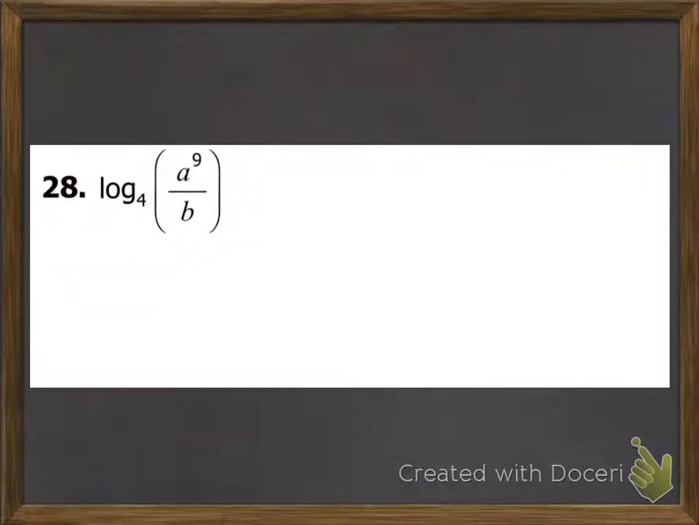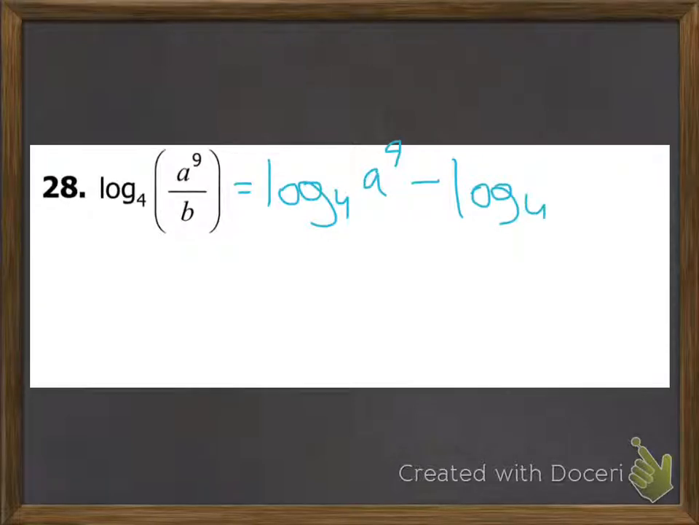So now let's look here at number 28. So notice this one now has division. If it's division, it's going to be subtraction. So the first line is going to be log base 4 of a to the ninth minus log base 4 of b.